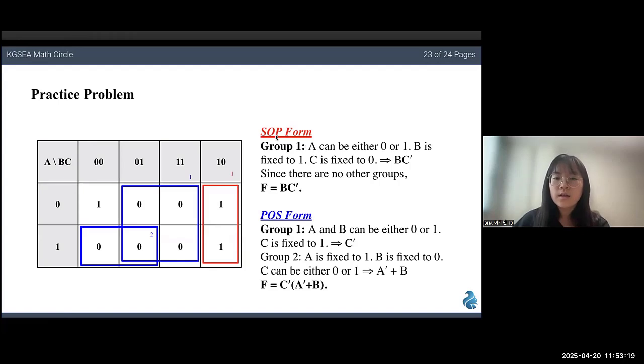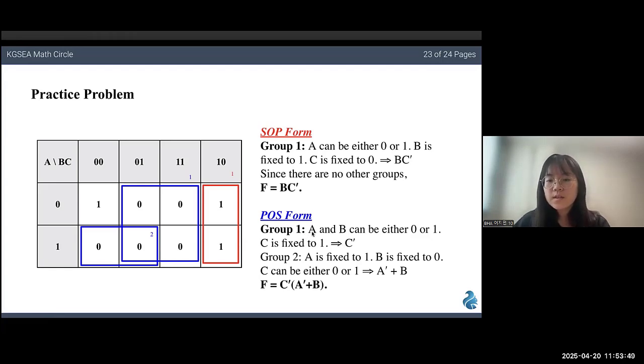So let's first look at the SOP form. Looking at the red group, A can take the value of either 0 or 1, B is fixed to 1, and C is fixed to 0. So looking at only the fixed values, we can deduce the expression B times not C. And since there are no other groups, the SOP form can simply be denoted as F equals B times complement of C. So for POS form, we have two groups.